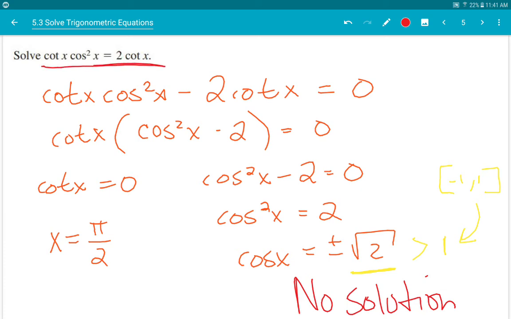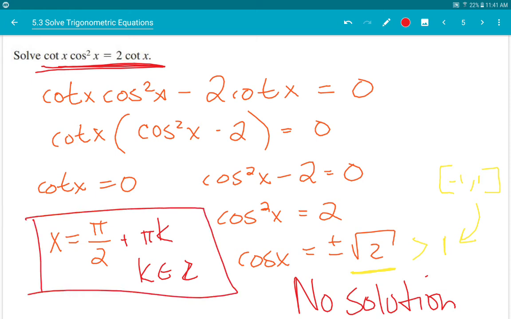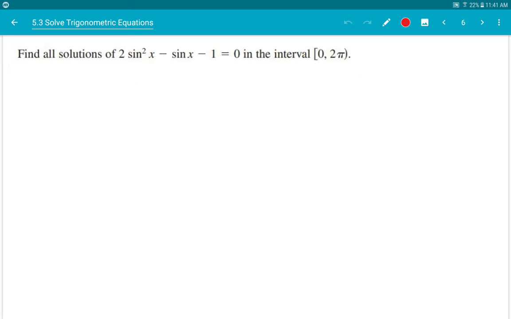Okay, again, no restriction on the domain. So what would be the addition part of this? We would have to add pi k, where k belongs to Z, because we are dealing with a cotangent period in the first equation. So no solution from this. If we have no solution for that, it's not part of the solution set. The only solution we're going to have here is the pi over 2, and every pi over 2 plus pi k. All right, so that's that one there.